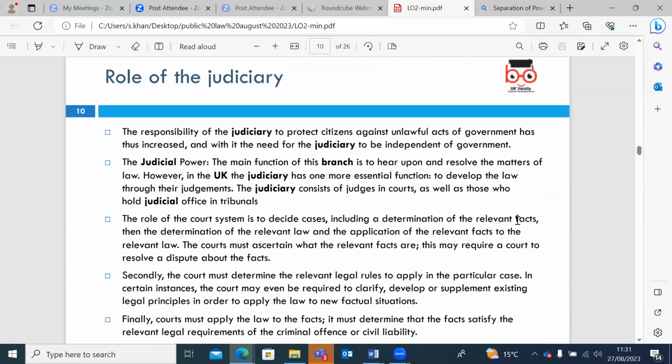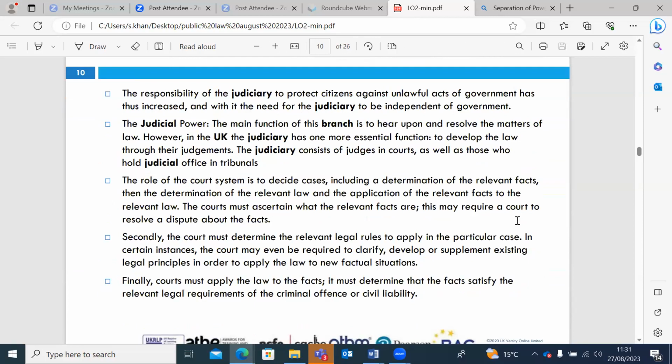The role of the Judiciary. The responsibility of the judiciary to protect citizens against unlawful acts of government has thus increased, and with it, the need for the judiciary to be independent of government. The judicial power, the main function of this branch, is to hear and resolve matters of the law. However, in the UK, the judiciary has one more essential function, which is to develop the law through their judgments.